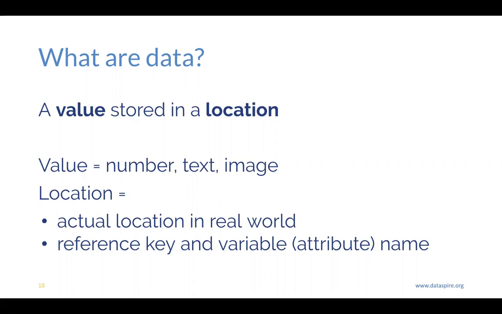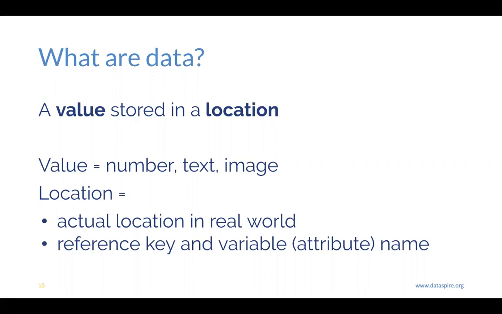So by value, I mean that there is a number, there is text, there is an image, there's a color pattern. That is the value. That is the nugget of information that represents something, like we do when we use numbers, right? That number is representative of something. But the other key piece for data is that it's stored in a location, which is a vague way to put it. So let's unpack that a bit.